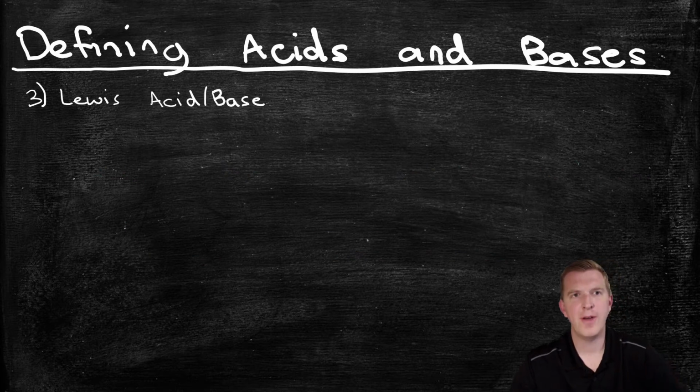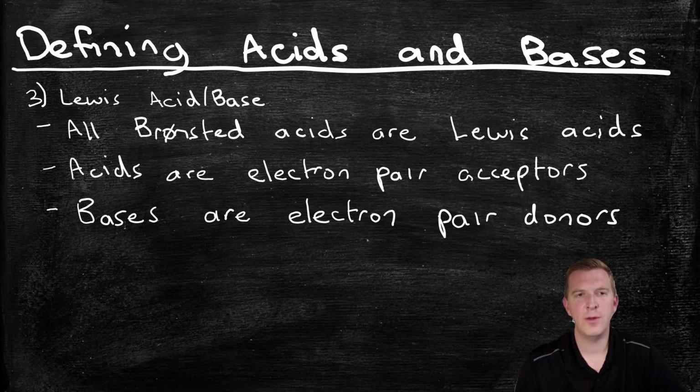Now the third and final definition for acids and bases would be the Lewis acid-base definition. One thing that you want to remember is that Lewis said that all Bronsted acids are actually Lewis acids. Where he differs in his definition is that he says acids are electron pair acceptors, meaning that they're capable of accepting a pair of electrons from something else.